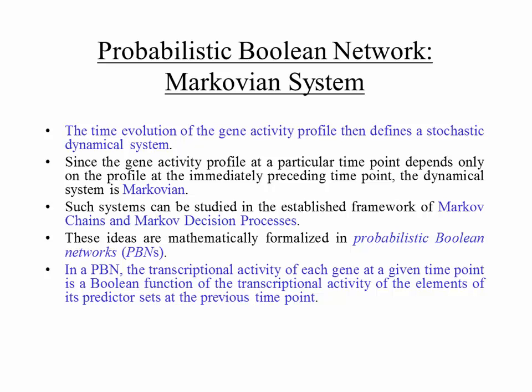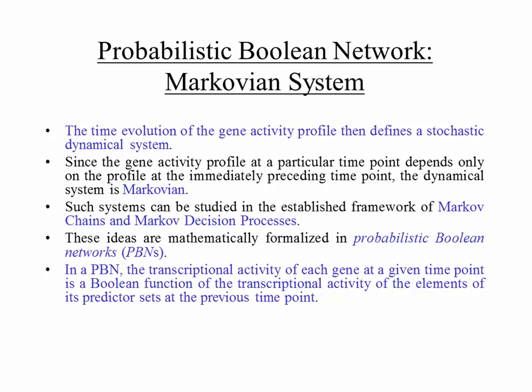So the time evolution now defines a stochastic dynamical system. And since the gene activity profile at a particular time point depends only on the profile at the immediately preceding time point, the dynamical system is Markovian, because given the current information, you can forget all about the past as you're trying to predict the future. So such systems can be studied in the established framework of Markov chains and Markov decision processes. And for those of you that have taken Professor Kumar's course, he spends the whole semester talking about control of Markov decision processes. If you haven't taken it, as I said last time, that's a good course to consider next semester. So these ideas are mathematically formalized in probabilistic Boolean networks.